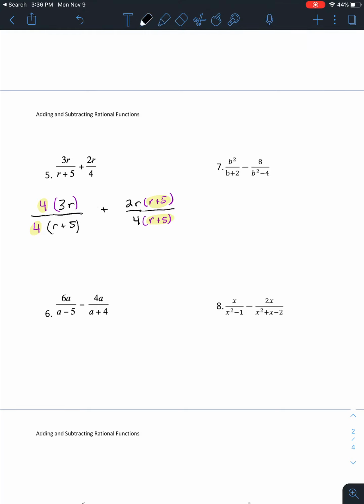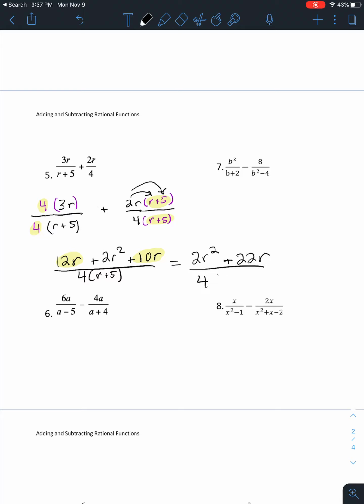Now, we copy our denominator once. Then 4 times 3r is 12r. And 2r times r and 2r times 5 gives us 2r squared plus 10r. We see our like terms, and we get 2r squared plus 22r over 4 parentheses r plus 5.